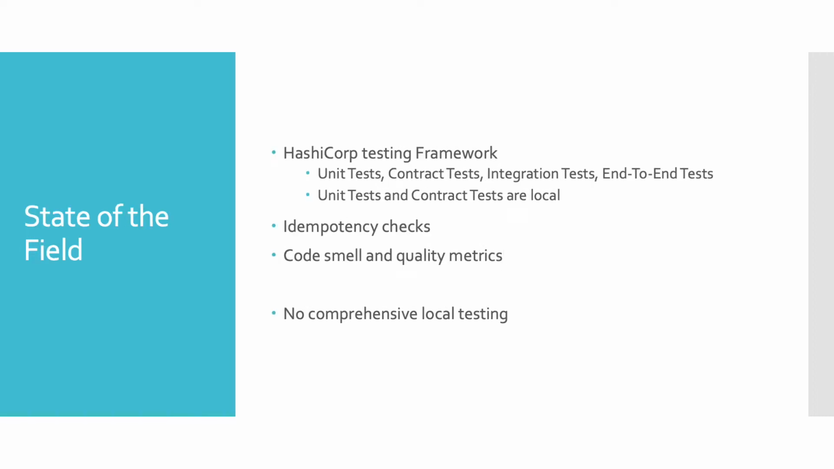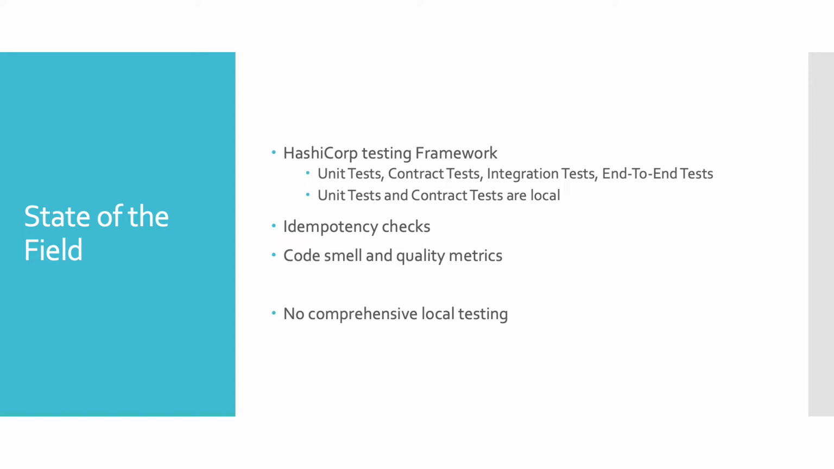Currently, there is no comprehensive local testing solution for Terraform. Hashicorp, the company behind Terraform, provides a testing framework to guide users through 4 stages of testing: unit test, contract test, integration test, and end-to-end test. However, only unit tests and contract tests are local, and they are used to primarily test the functionality of Terraform built-in functions or your input and output formatting.